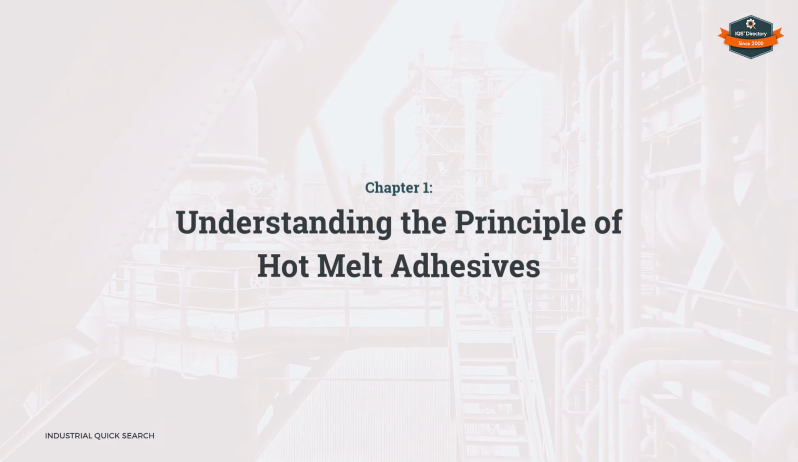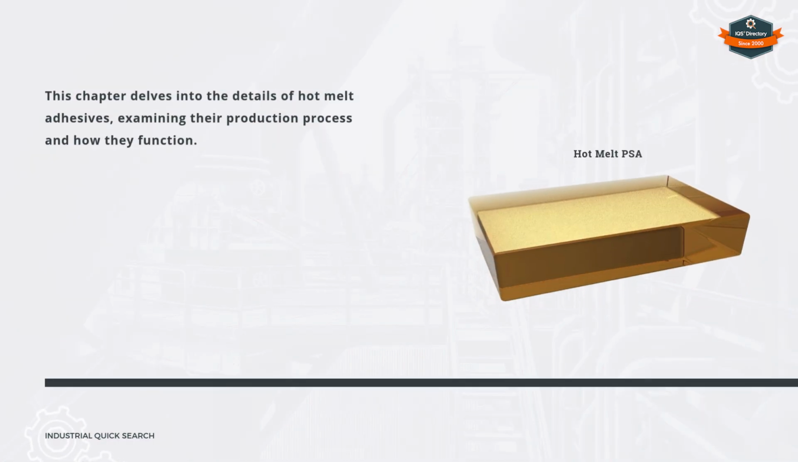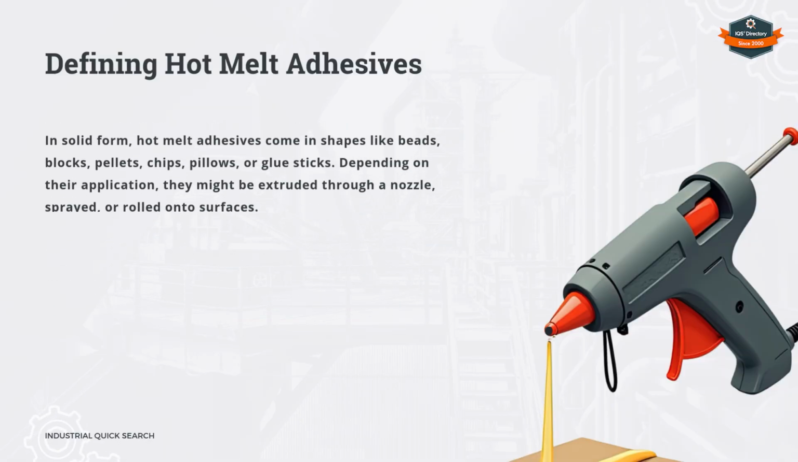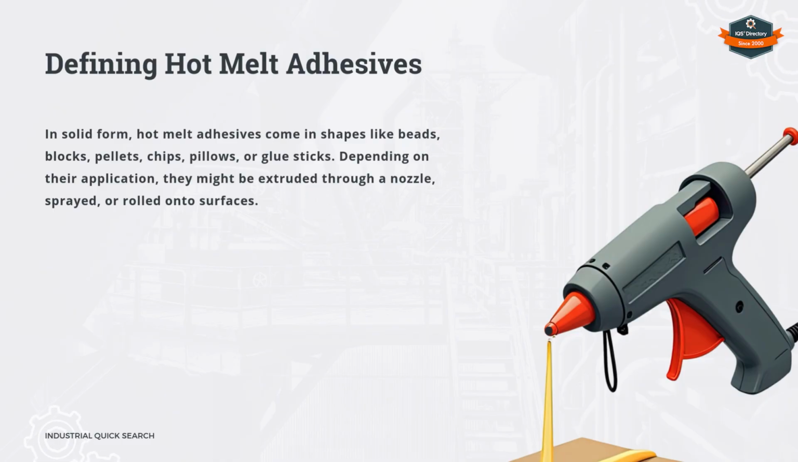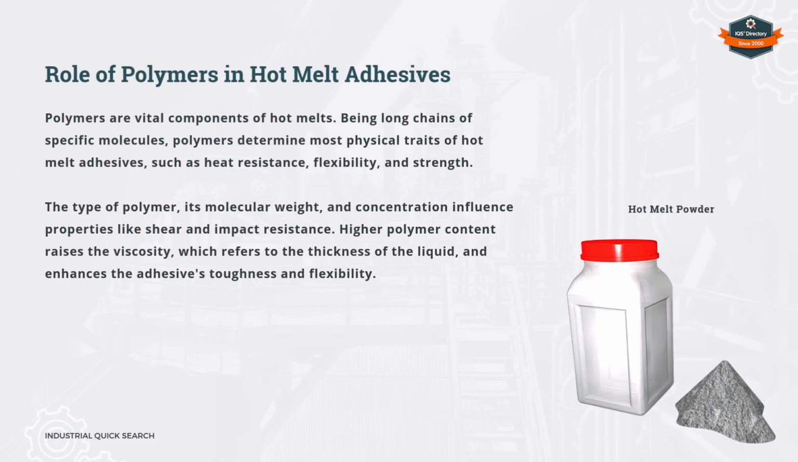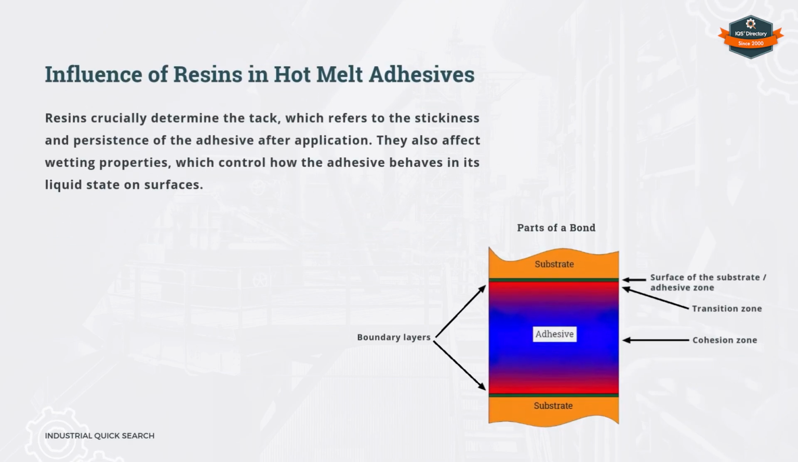Chapter 1. Understanding the principle of hot melt adhesives. Defining hot melt adhesives. Key raw materials in hot melt adhesives. Role of polymers in hot melt adhesives. Influence of resins in hot melt adhesives.